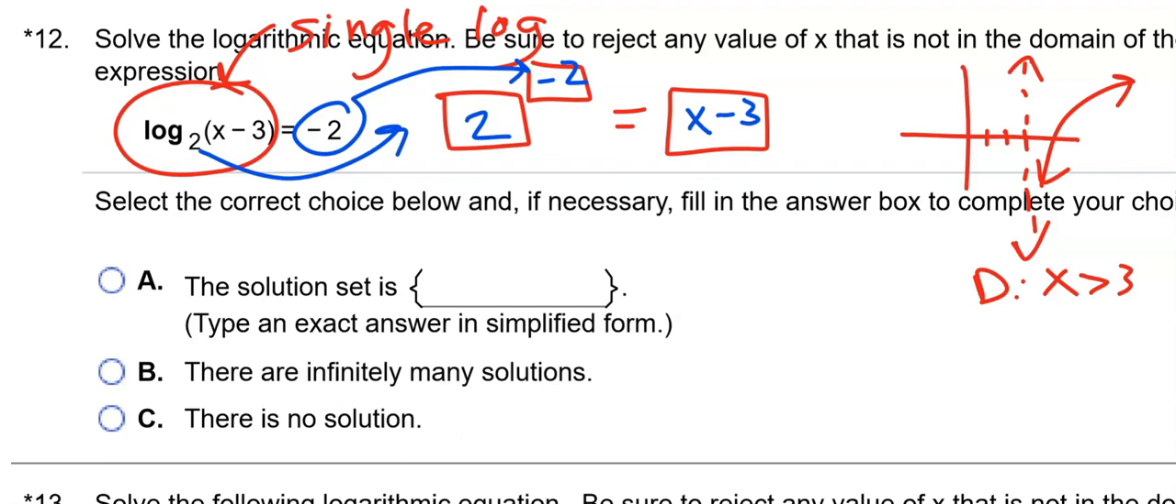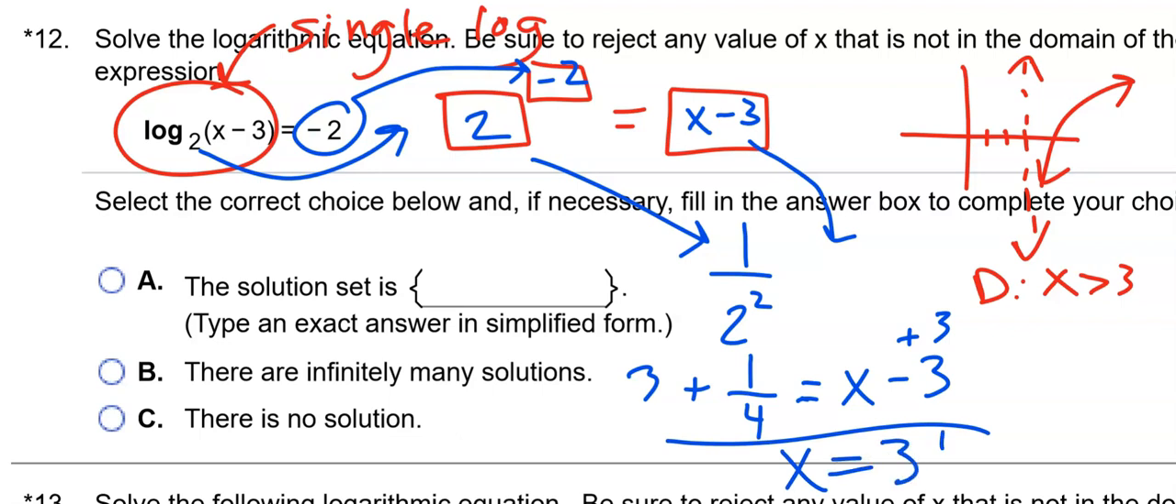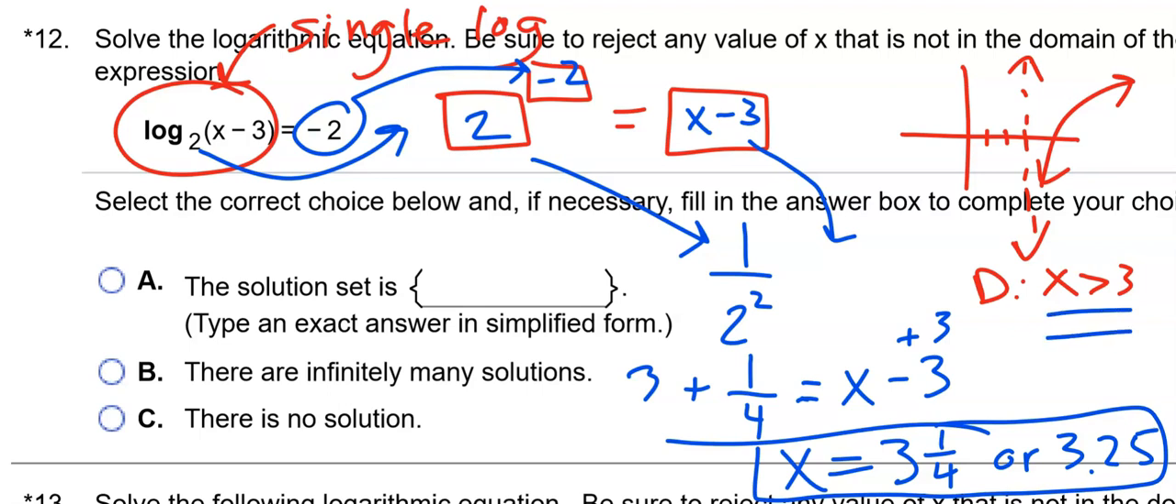Well, so 2 to the -2, that's really 1 over 2 squared, which is 1 over 4. And then on the other side of the equal sign, we have x minus 3. So, of course, we're going to add 3 to both sides, and we end up with x equals 3 1/4, or 3.25 if you're a decimal fan. And of course, that fits inside the whole greater than 3 scenario.